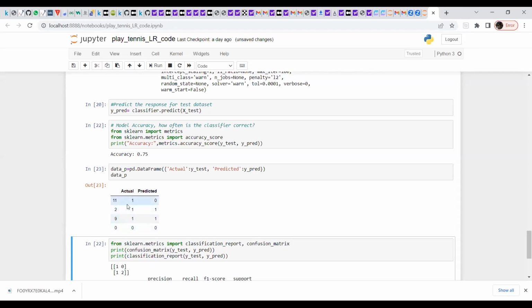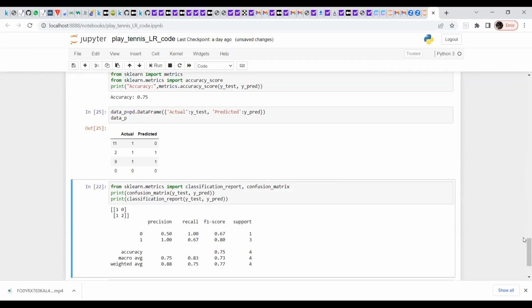And here, for example, the actual class was 1 and the predicted was 0. So here we are getting a false. Actual was 1, predicted was 1. This is correct. Actual was 1, predicted was 1, and actual was 0, predicted was 0. So out of these 4 values, 1 is where we are getting a false result. The other 3 are positive, or we are getting a true result. So 3 out of 4 is 75%. Therefore, we are getting an accuracy rate of 75%.